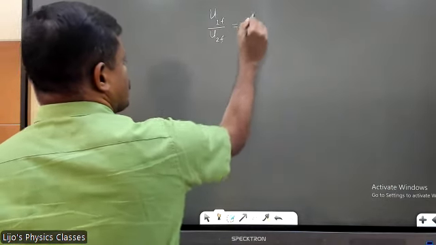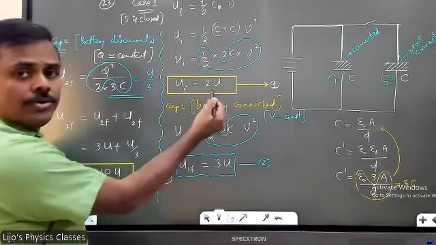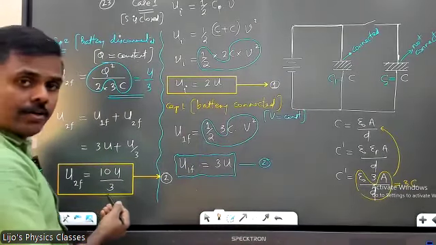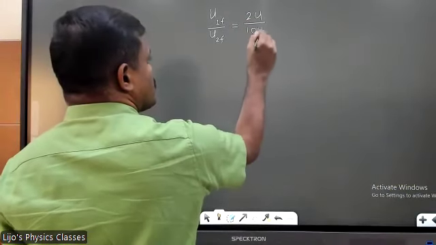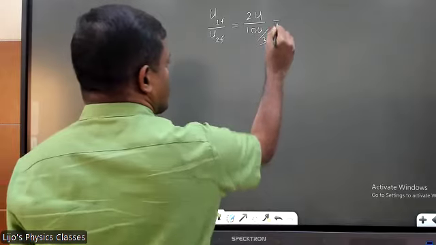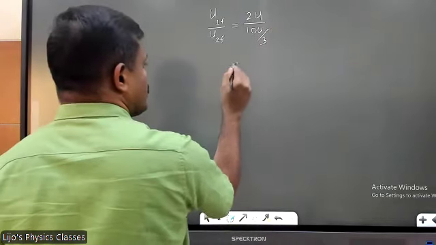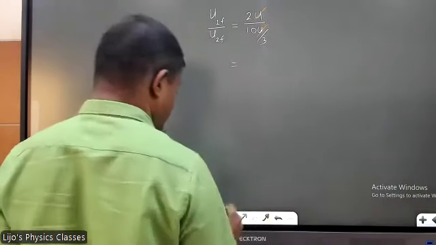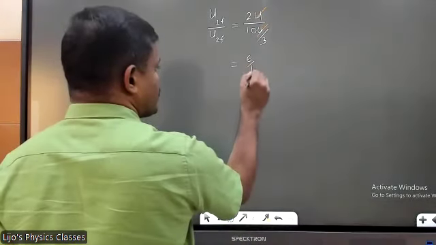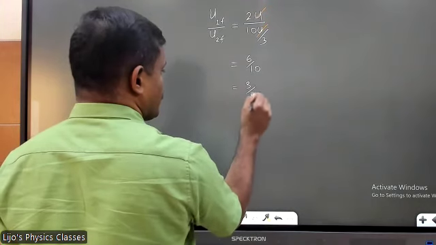What is it? U1F was 2U, U2F is 10U by 3. So it is 2U by 10U by 3. So cut them out, you're getting what? U and U are cut. Then 3 goes to the numerator. It is 6 divided by 10, or it is 3 divided by 5.